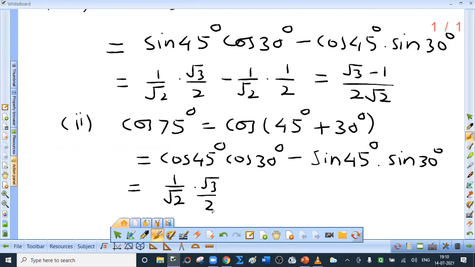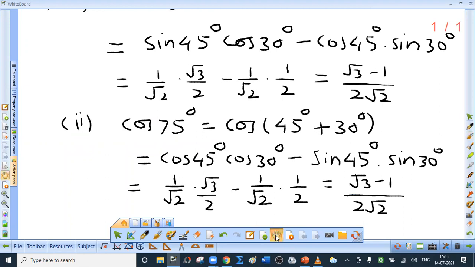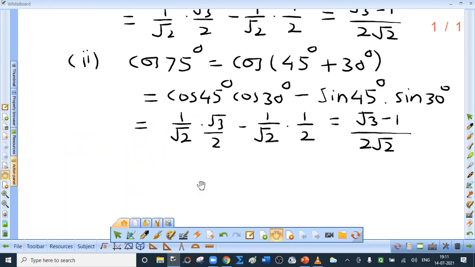So you may ask, can I write cos 75 as cos of 90 minus 15, and cos of 90 minus theta is sine theta, but sine 15 is already obtained? No, you have to use the addition formula only. But your observation is correct that sine 15 degrees is the same as cos 75 degrees. I hope you are getting this. 75 is to be written as 45 plus 30 and apply the cos of alpha plus beta formula.